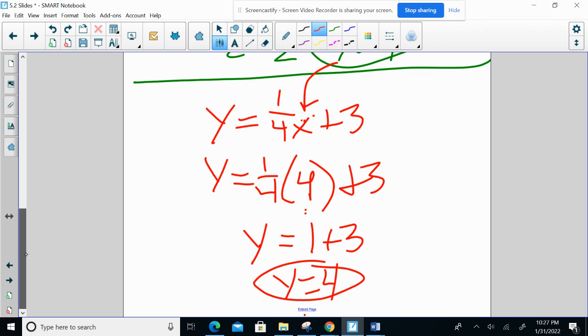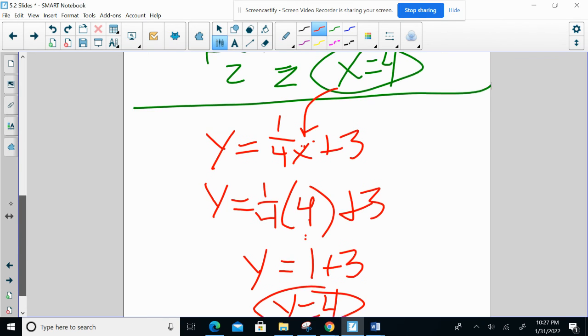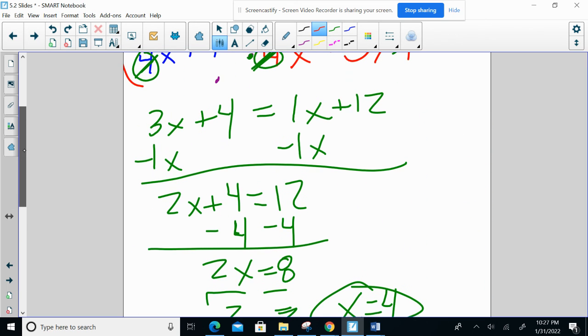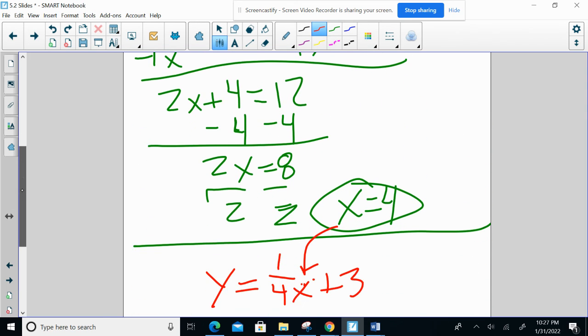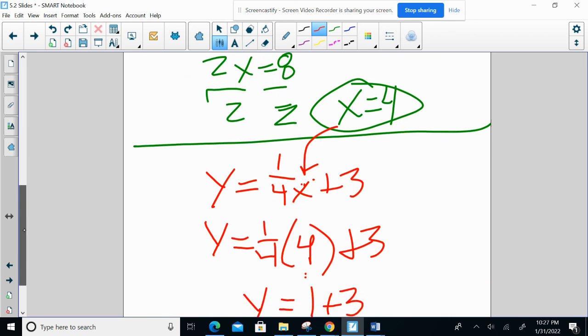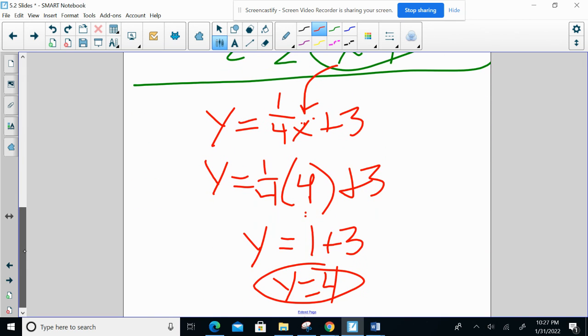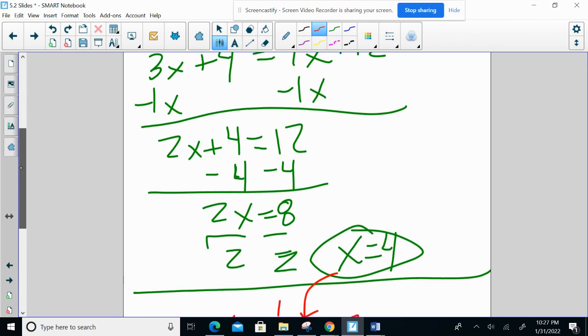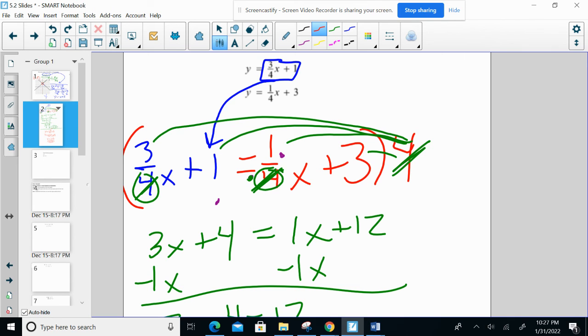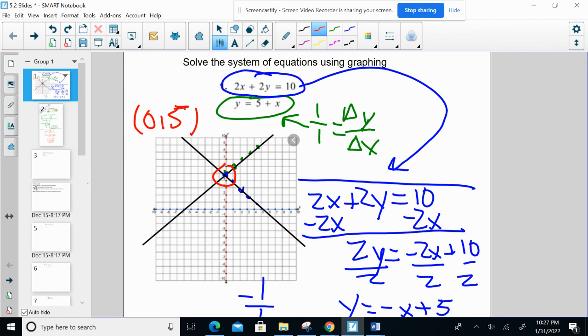So we can find the point where these things meet without graphing. Set them equal to each other, solve the equation for one of the variables, plug it in to find the second one. This is called substitution. There are multiple ways to do substitution. This is one of them.